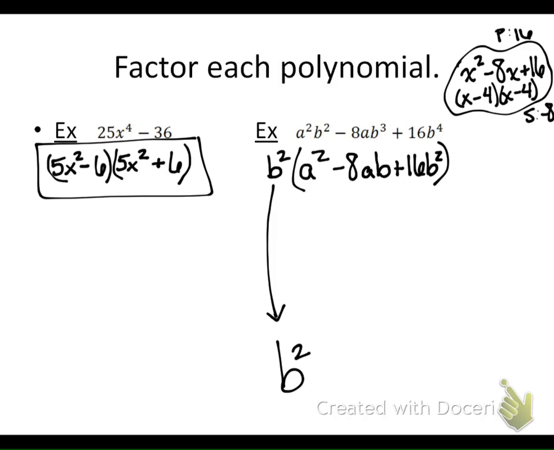Watch how it works. I know it's going to break up into minus 4, minus 4. But I'm going to use their variables. A's are definitely in the front. Notice how it's 16b squared. So that means a b has to be attached to each 4.